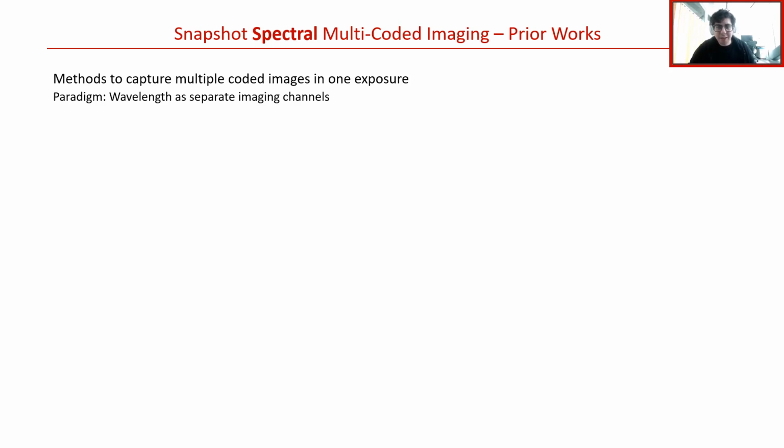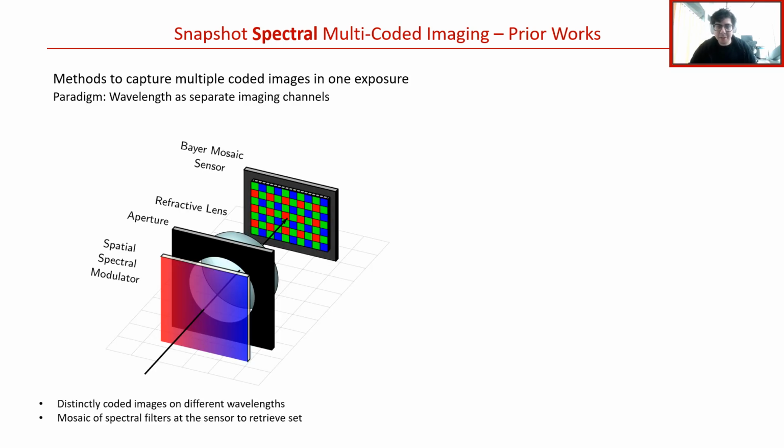Now, in this work, I classify imaging systems that use this idea as snapshot spectral multi-coded imaging systems. And more generally, we've observed that systems that fall under this category have been heavily researched and developed for at least 30 years now. The general design of these cameras can be summarized in the following schematic. Some spatially varying spectral modulator is placed at the aperture plane in front of a focusing lens. This optic is essentially a wavelength-dependent phase or transmission mask, and it serves the purpose of producing distinctly coded images on different wavelengths of light.